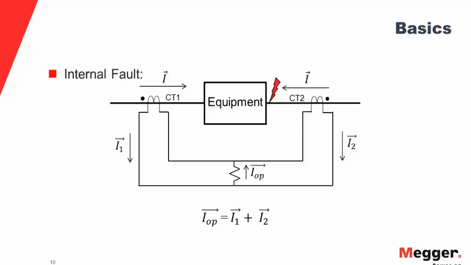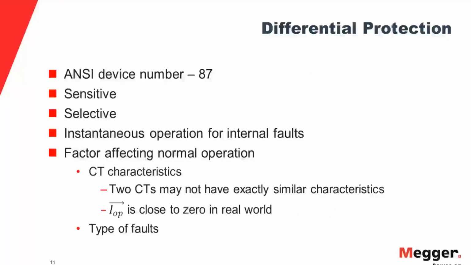So the directionality of the CT2 current changes here, like it is shown. Now, for an internal fault, the current flowing through the IOP, which is the operational current, will be the addition of I1 and I2 according to Kirchhoff's current law, right? So for an internal fault, that operational current flowing through the operating coil will be more than 0. That will make the relay operate and trip the breaker.